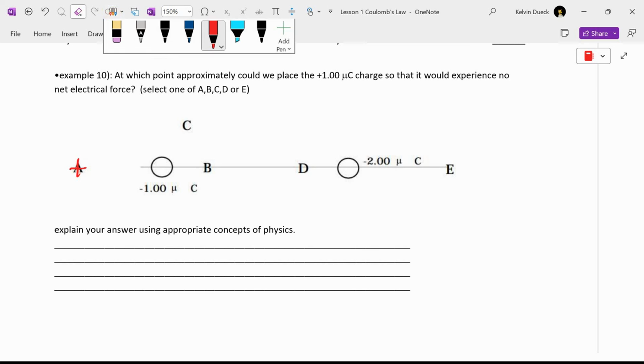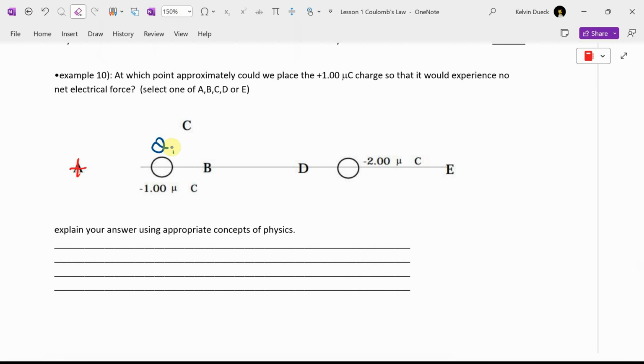Oh, you know what? Let's call this Q1. Let's call this Q2 so that we have some kind of reference. Which way will this positive charge feel a force because of Q1? To the left or to the right? Which way will it feel a force right there? Which way will it feel a force because of charge Q2? To the left or to the right? Can right plus right ever equal 0?